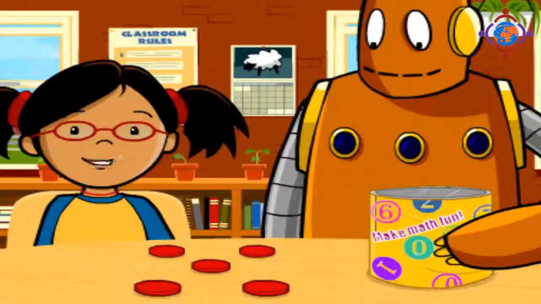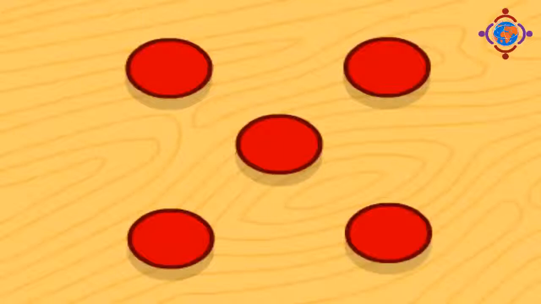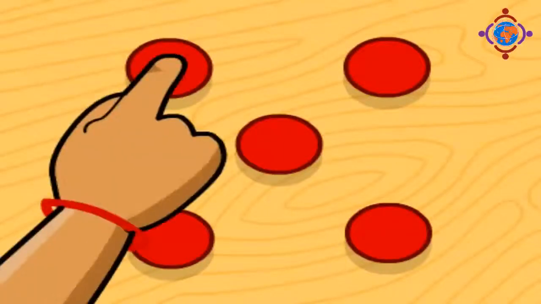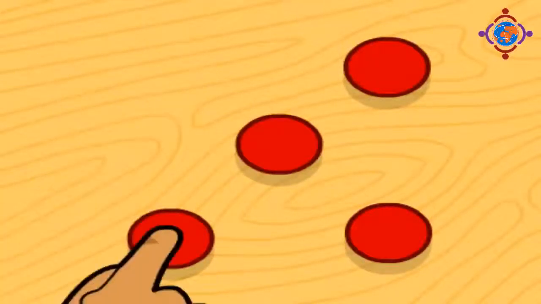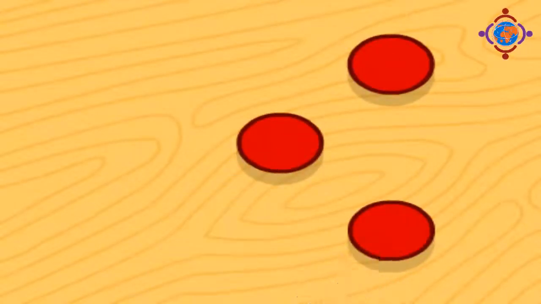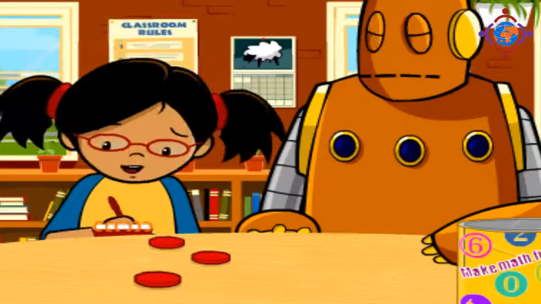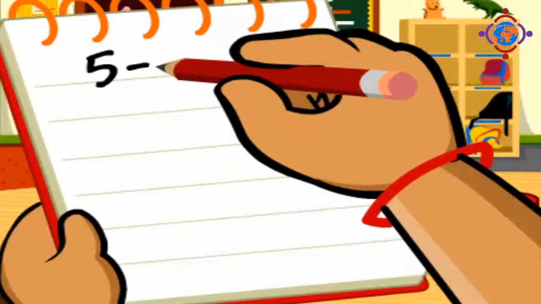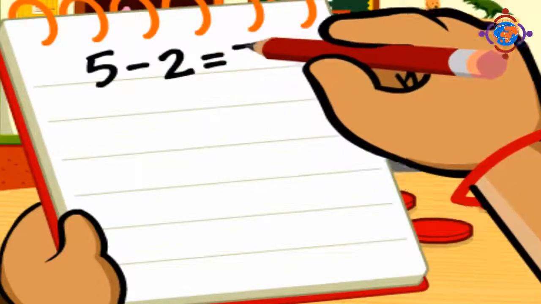You can also use counters to help you subtract. Let's see. There were 5 birds on the branch. 2 birds flew away. So there are 1, 2, 3 birds left. You can also write a number sentence to show what happened. 5 minus 2 is equal to 3.